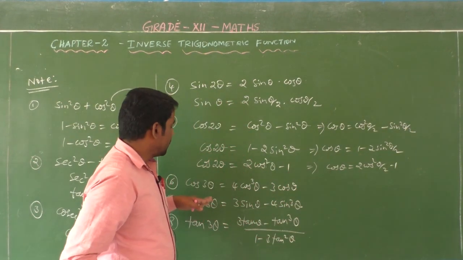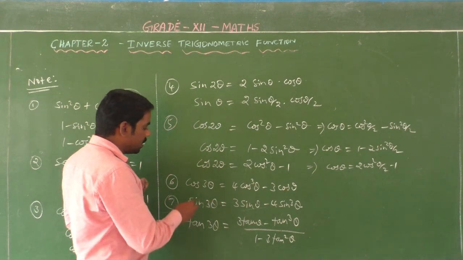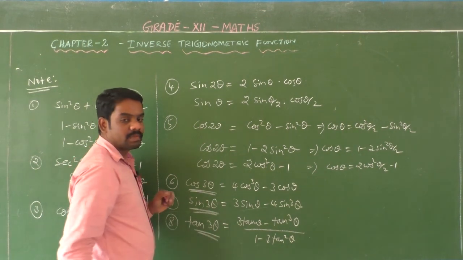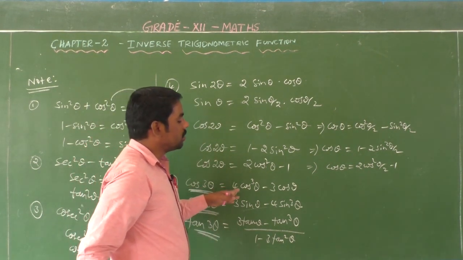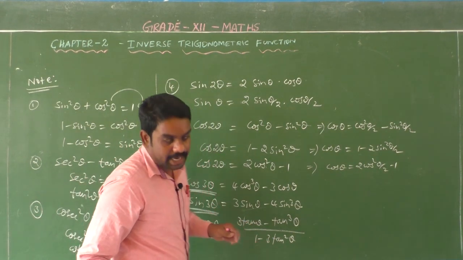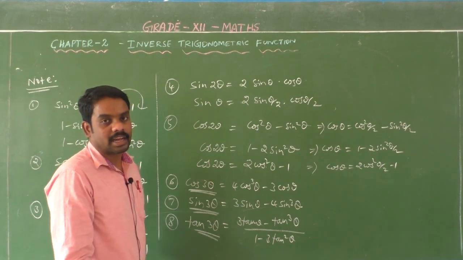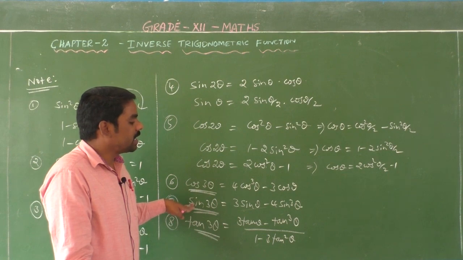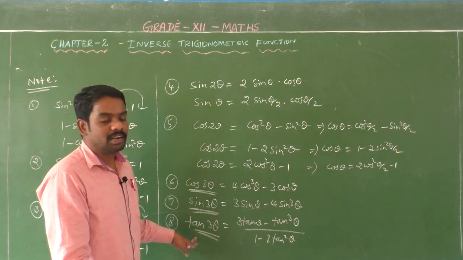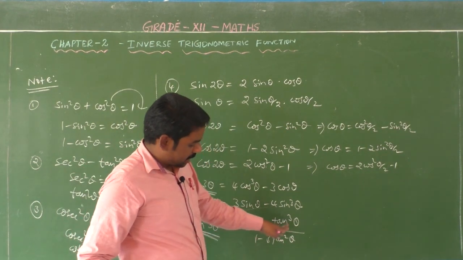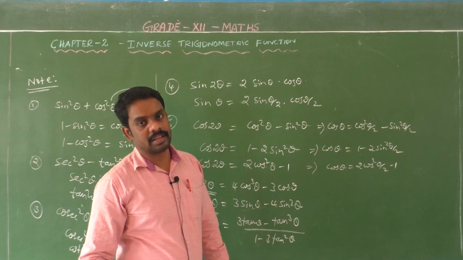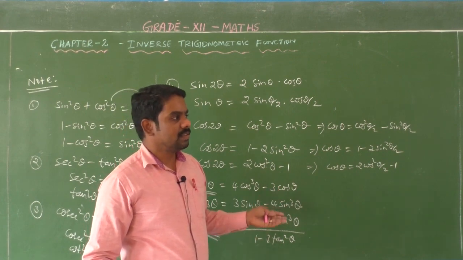Okay, right. Next, very very important 3 formulas: cos 3 theta, sin 3 theta, and tan 3 theta. Cos 3 theta is equal to 4 cos cube theta minus 3 cos theta, and sin 3 theta equal 3 sin theta minus 4 sin cube theta. Tan 3 theta equal 3 tan theta minus tan cube theta by 1 minus 3 tan square theta. So this formula is very very important.